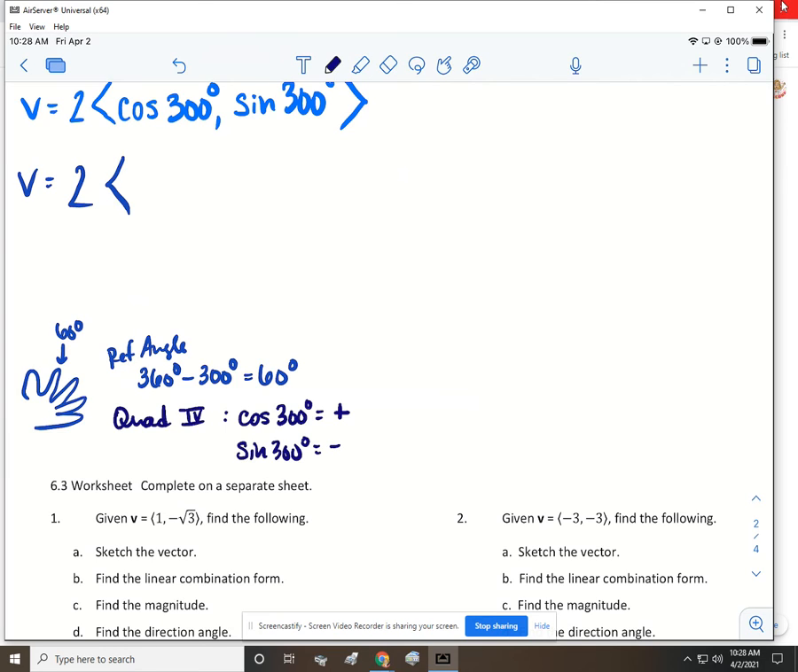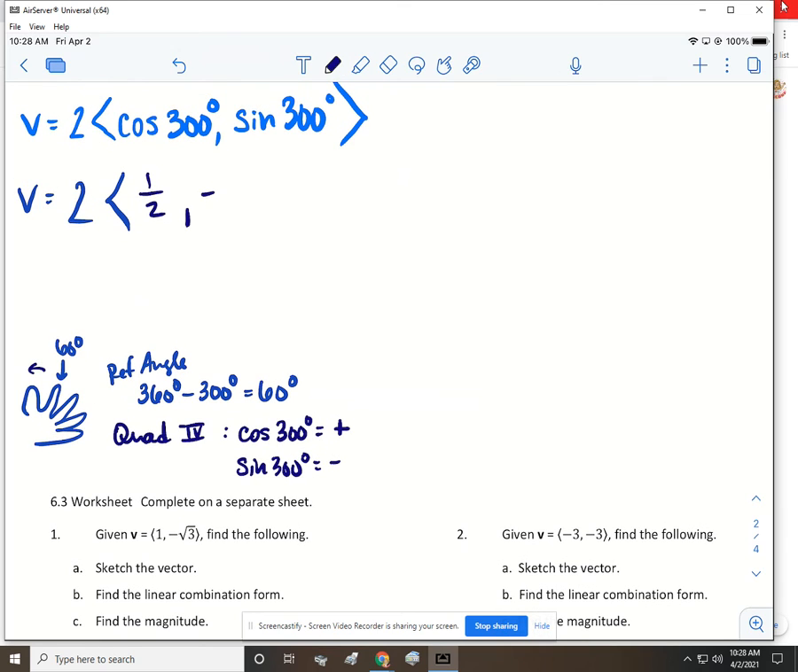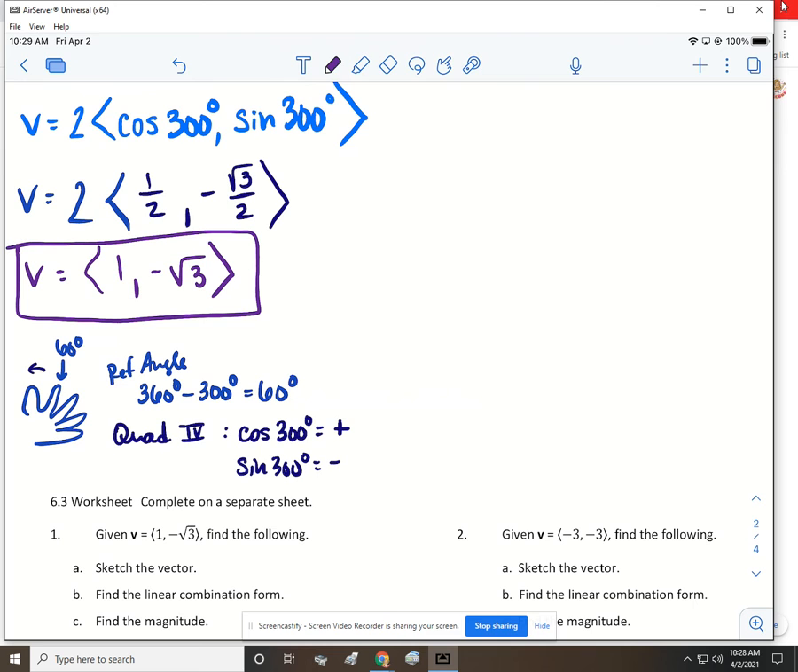Okay, so when I do the cosine using my 60-degree finger, I do the square root of the top fingers over 2, which is going to be 1 over 2. And we just said cosine of 300 is positive. All right, the sine of 300 degrees is going to be negative, and we do the square root of the bottom over 2. All right, and then the only thing we have left to do is to distribute that 2. So when I do 2 times 1/2, that's going to be 1. 2 times negative square root of 3 over 2 is going to be negative square root of 3. That's my vector we're looking for.